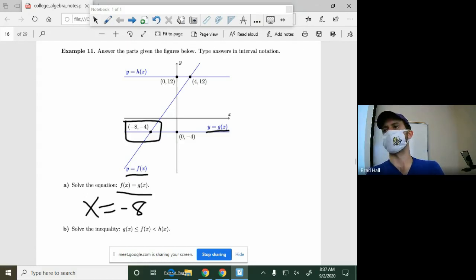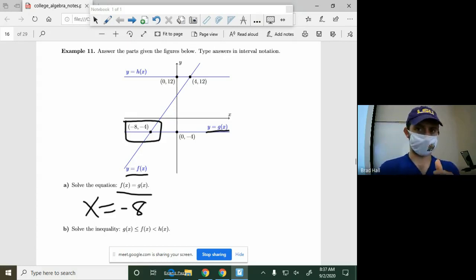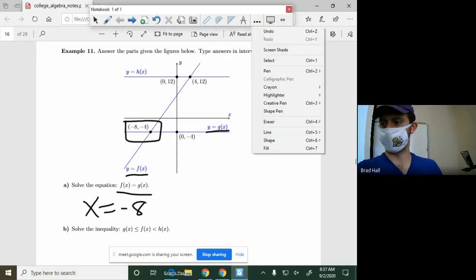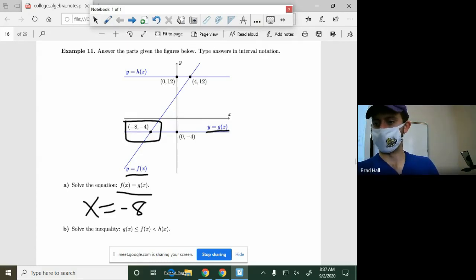So that's all you have to do for part A. Part B tends to be the trickier one, but that's because of the mess that's going on. By dissecting it, it may seem a little bit more clear.